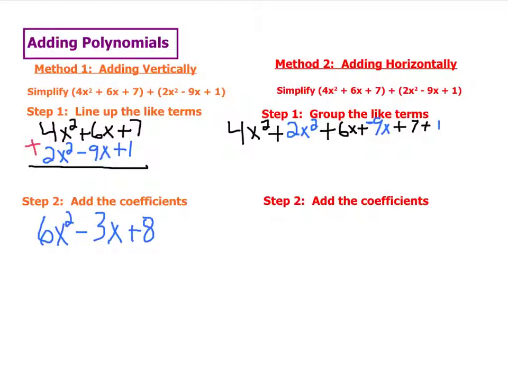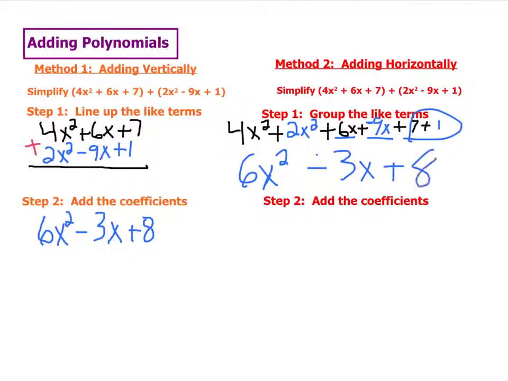4x squared plus 2x squared is 6x squared. And 6x plus negative 9x is negative 3x. And 7 plus 1 is 8. You get the same answer either way.